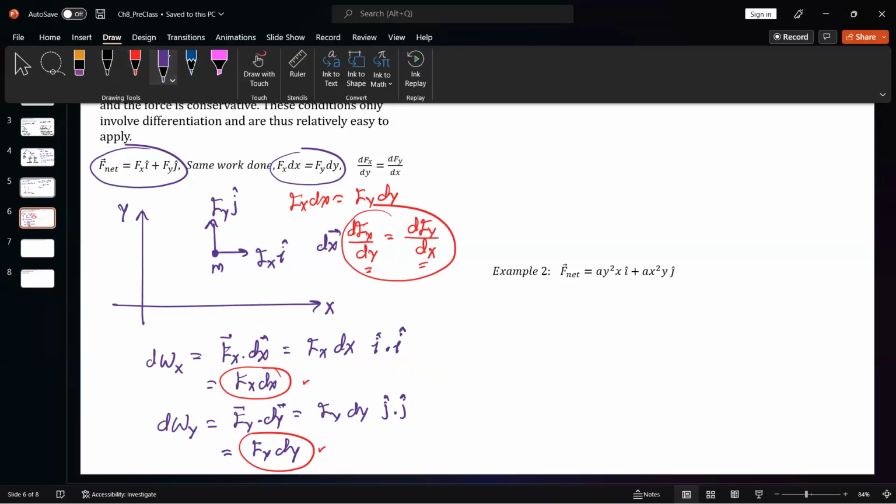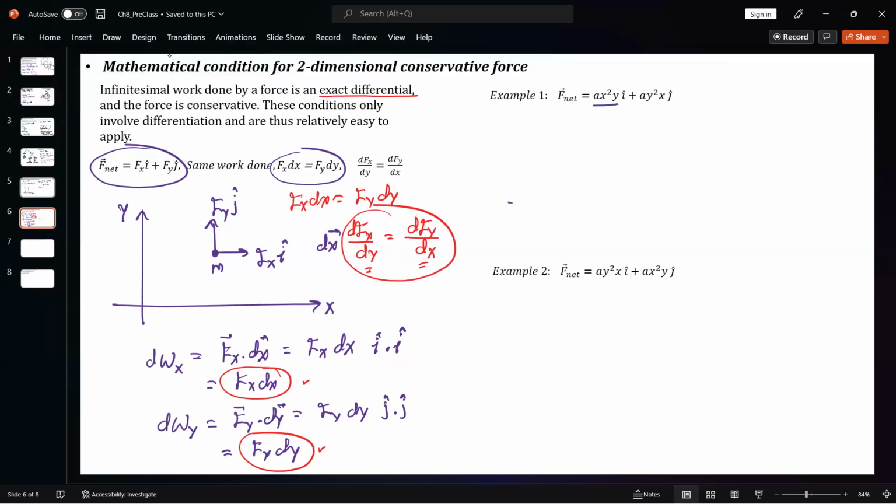Let's take a look at a simple example, right? Here I have a force written this way. If I want to understand if it is a conservative force, I just need to take the x component and differentiate with respect to y. So if I do that, d over dy, we are interested only in the x component, right? A x square y. I had nothing to do with the direction at all. A is a constant. x remains constant when I differentiate with respect to y, right?